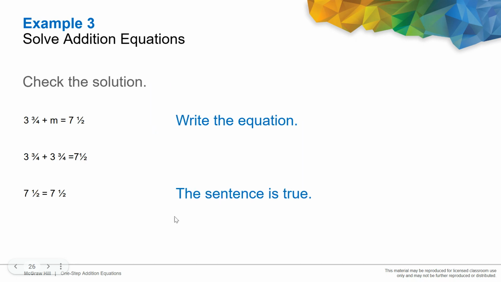You can check your solution by plugging in that value for m. So if we got 3 3/4 for m, we should be able to plug it in, substitute it in here, and it should equal 7.5 if we're correct. And in this case, we were.